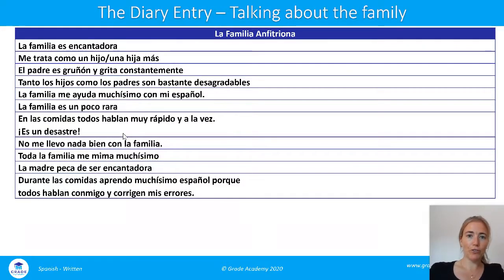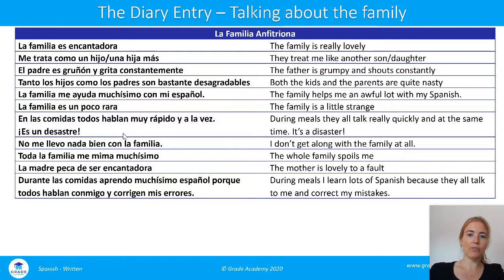If you're talking about your host family, your familia anfitriona, there's some phrases here that you might find useful. Again, these are all in your notes, and take note that some of the phrases are the same, they're just adapted to talk about different situations. You can say la familia es with any adjective. Me ayuda muchísimo con mi español, or maybe they help you with something else. Es encantadora, there's es again.